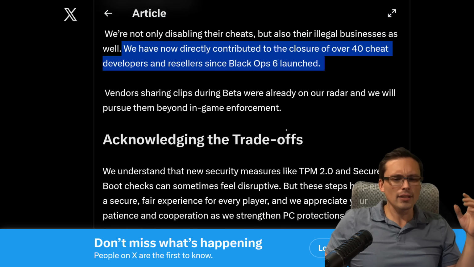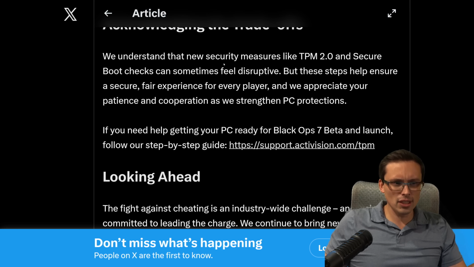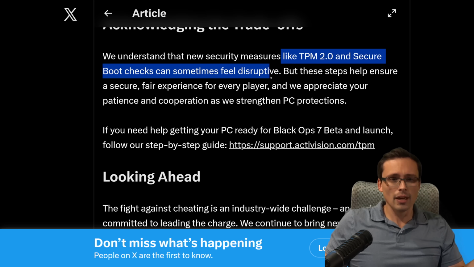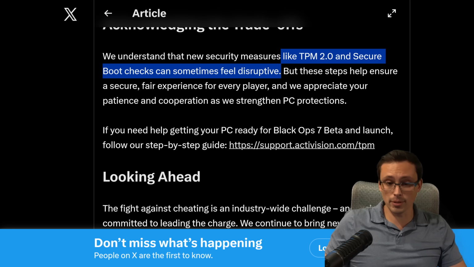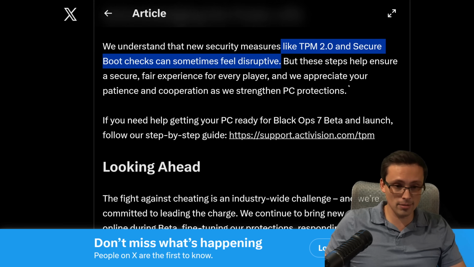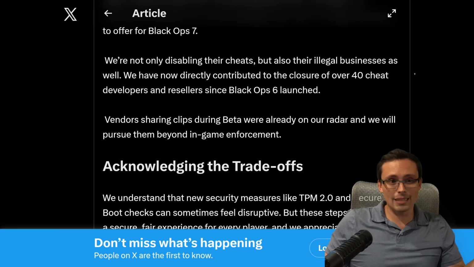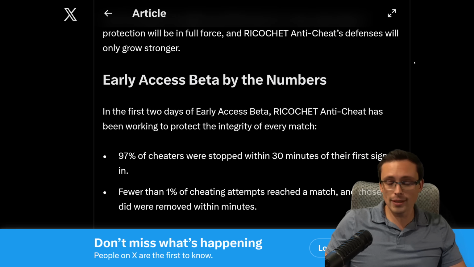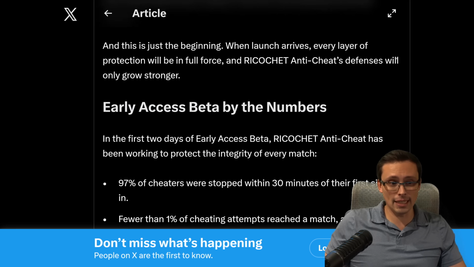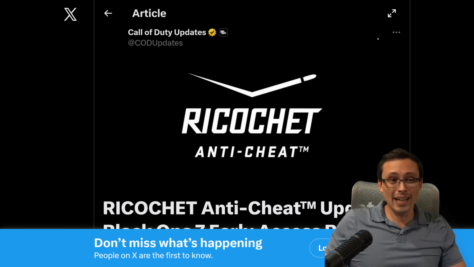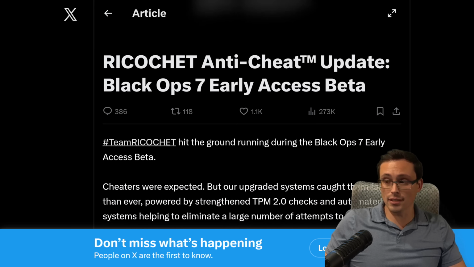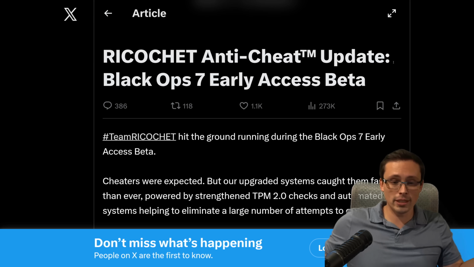Anyway, the point is that they are acknowledging that requiring TPM 2.0 and Secure Boot can be disruptive. Depending on your PC, you may be unable to do that, and that certainly has downsides. They are at least claiming that it's been worth it for the effectiveness of the anti-cheat. So anyway, I don't have a hard stance on this stuff personally. I'm just reporting the information.